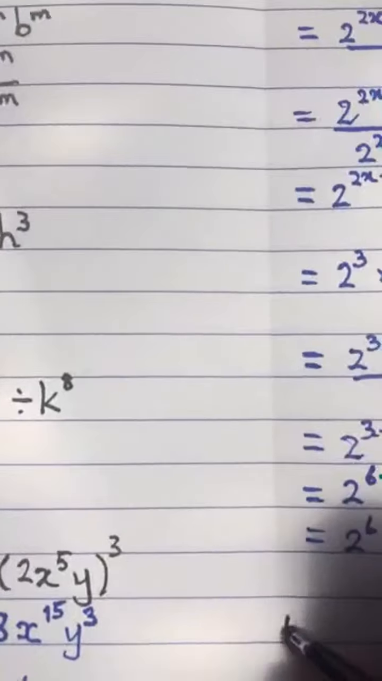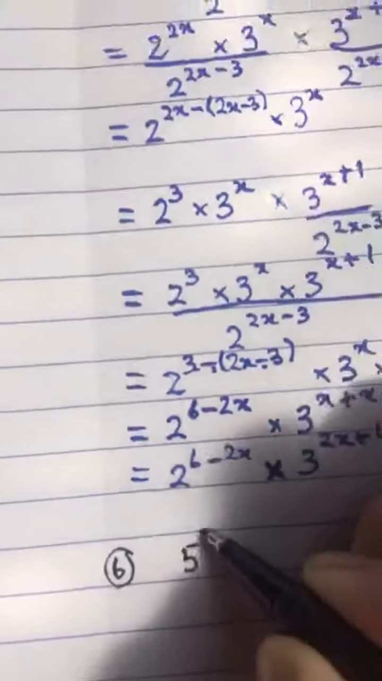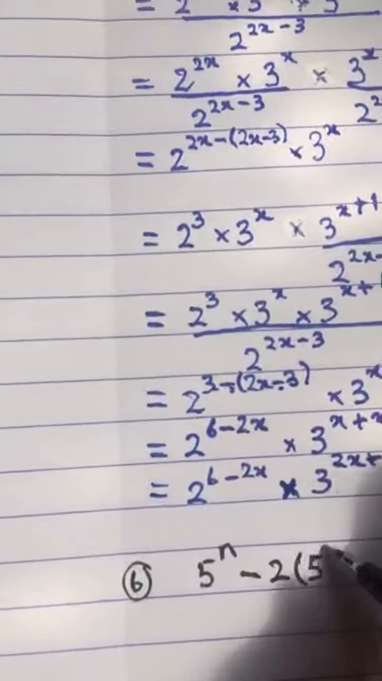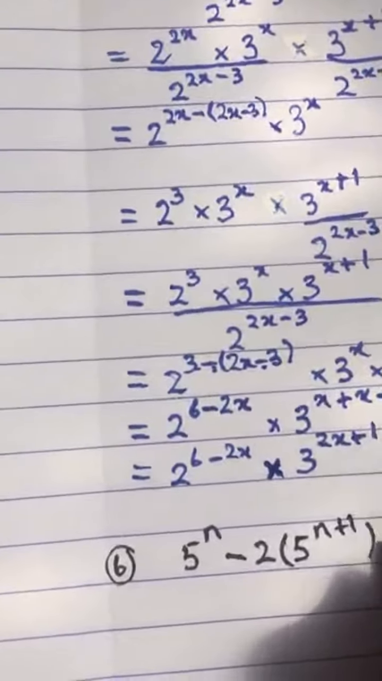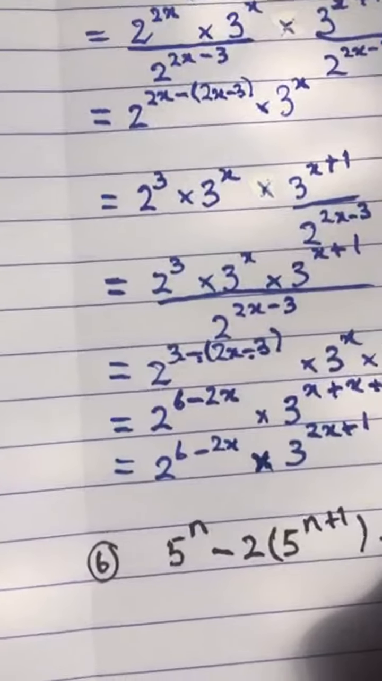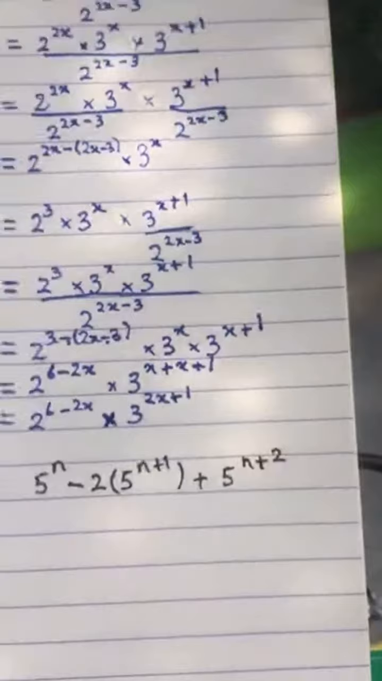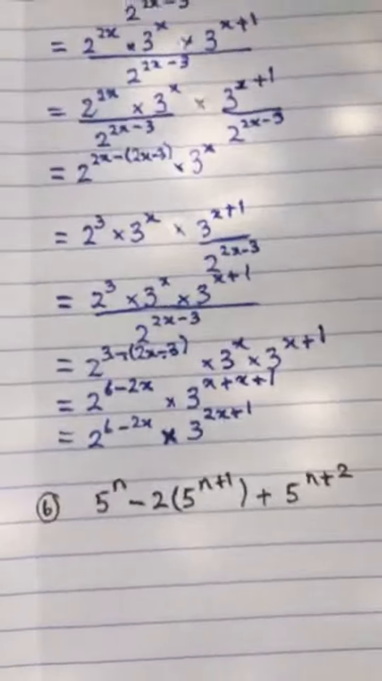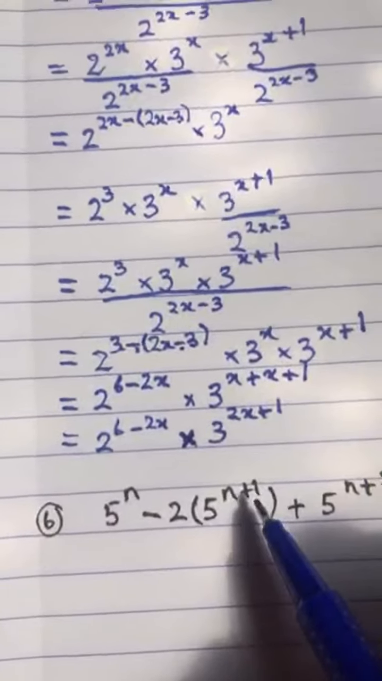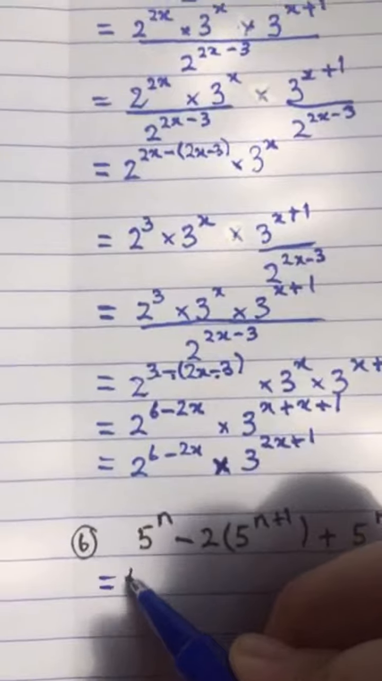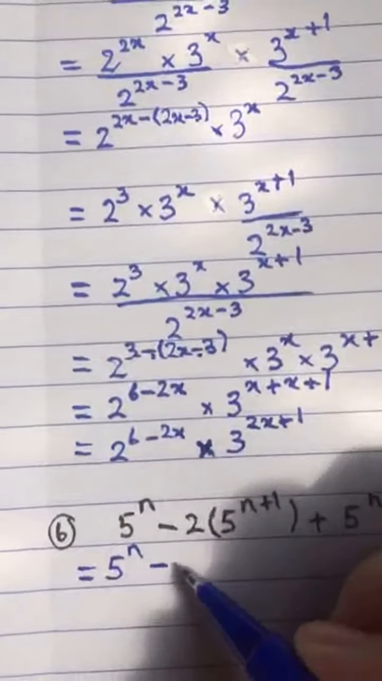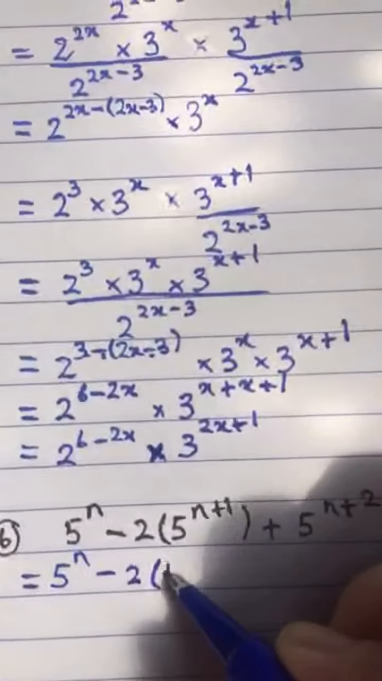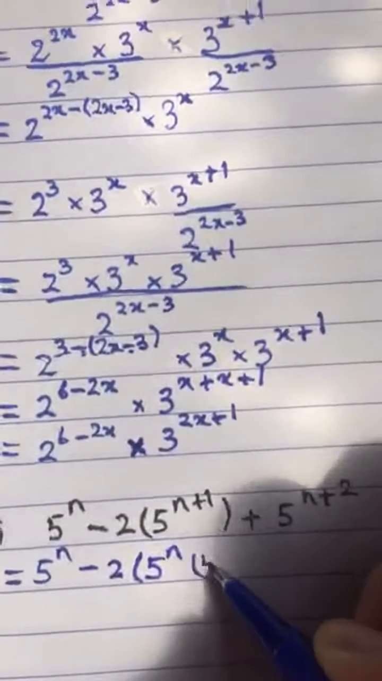So the last example, number 6, we have 5 power n, and then minus 2 bracket 5 power n plus 1, and then plus 5 power n plus 2. So we're going to try to simplify this. First thing first, we're going to split the 5 power n plus 1 just now. Okay, we have 5 power n minus 2. You're going to write 2 first. Okay, split this. You're going to have 5 power n times 5 power 1.